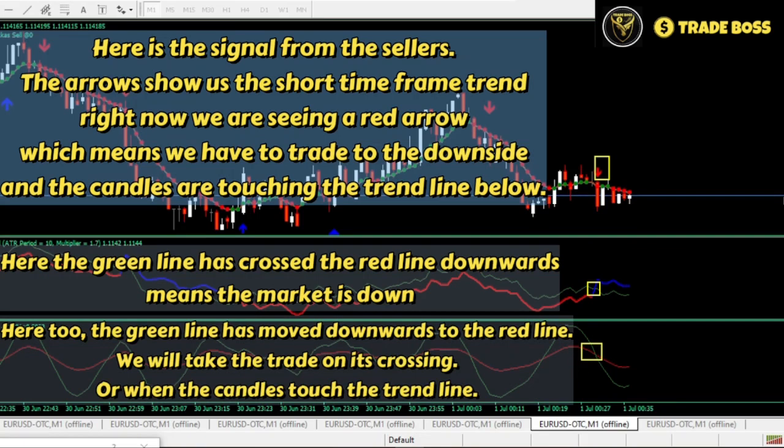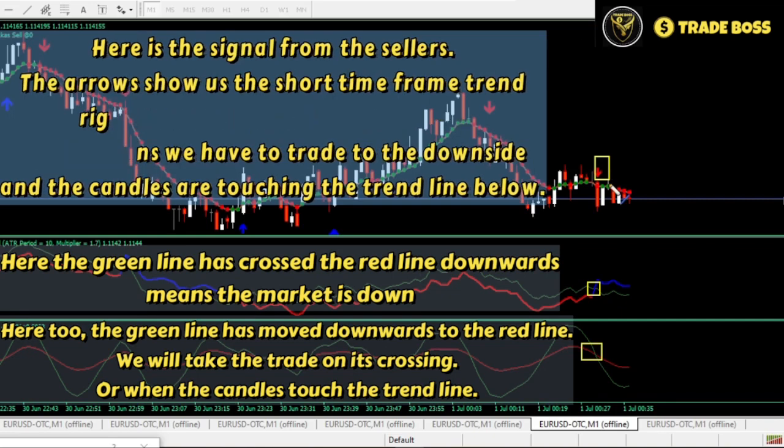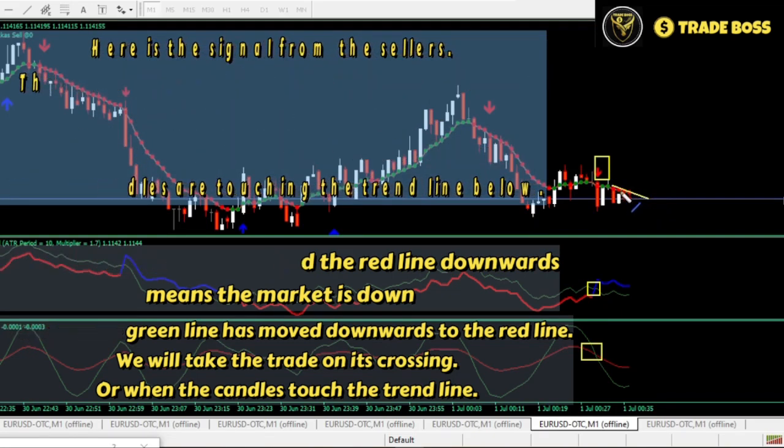We will take the trade. We will take the trade on its crossing, or when the candles touch the trend line.